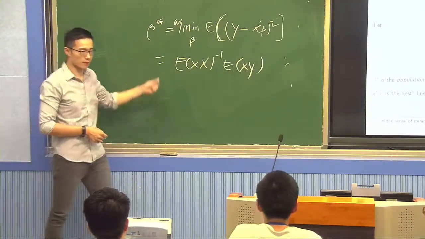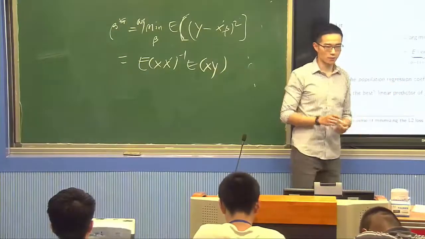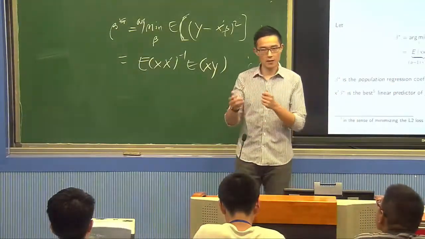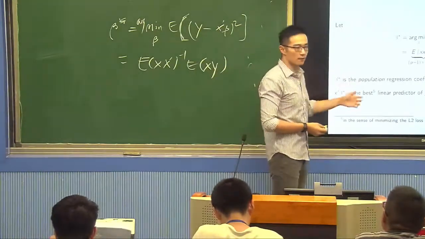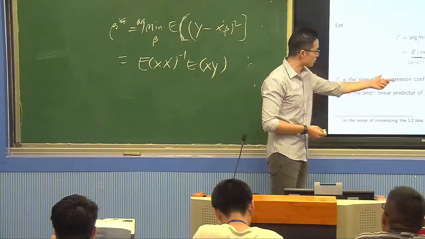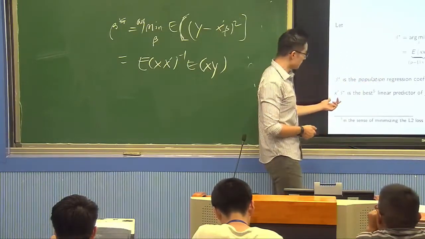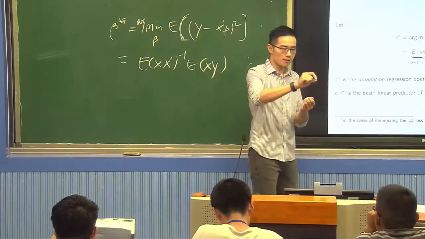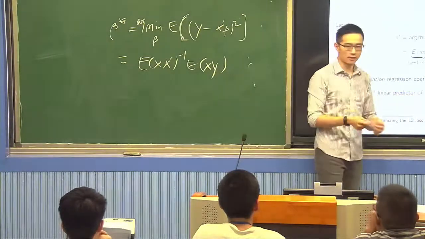The best optimal beta star. So this is called the population regression coefficient. It's not the beta hat you calculate in observed data. It is the underlying best beta. So it's called the population regression coefficient. And you can think about x prime beta star as essentially the best linear predictor of y given x in the underlying population.